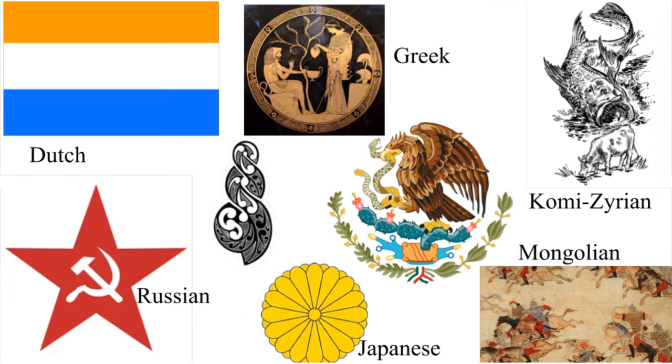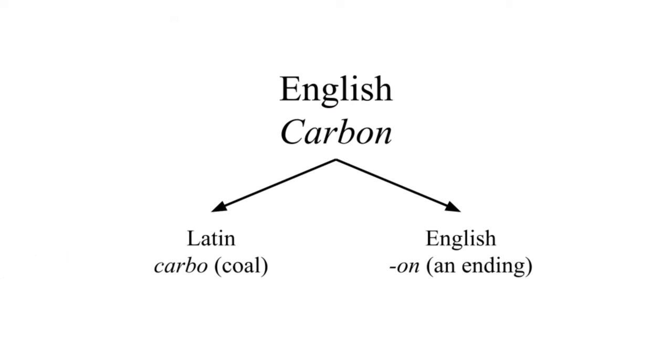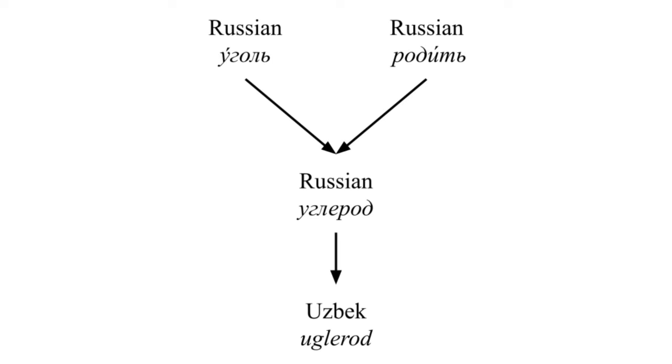Well, the gents aren't alone anymore. Nearly half of the languages on this list calqued carbon as the stuff that makes up coal. The only notable ones are the same as in hydrogen, where Chuvash and Uzbek stole Russia's and Korean stole Japan's.